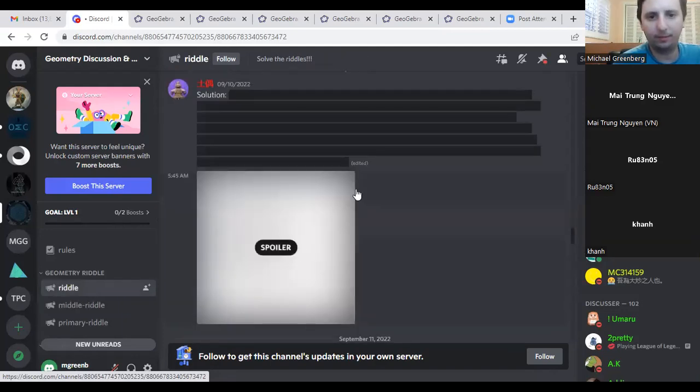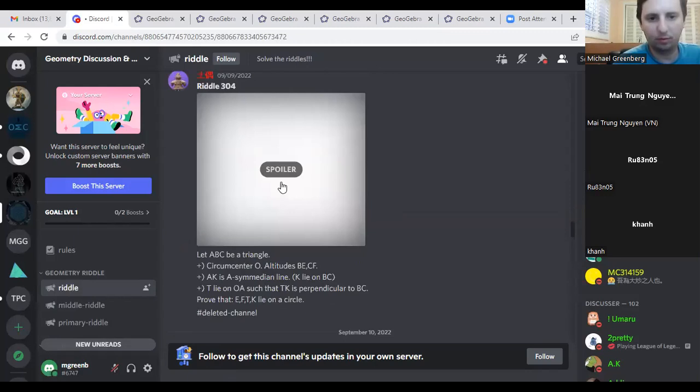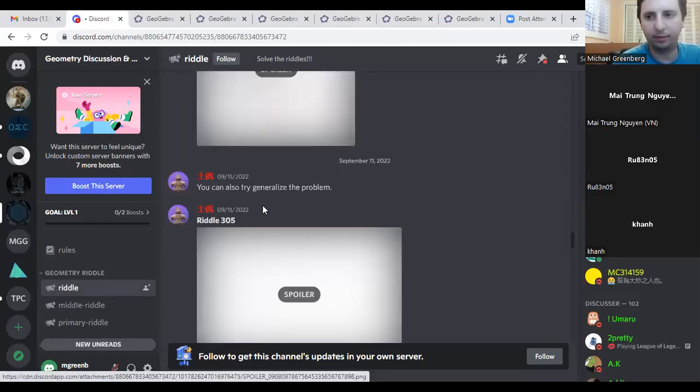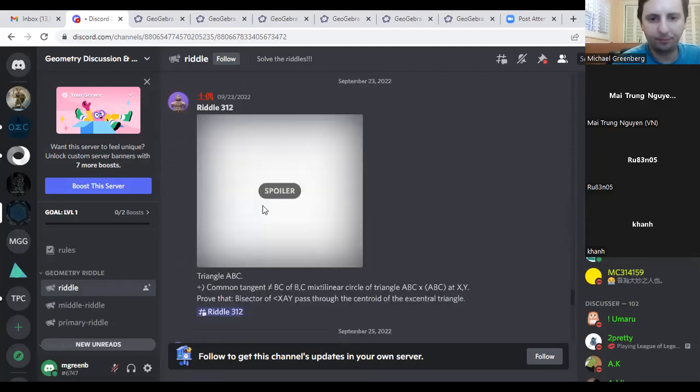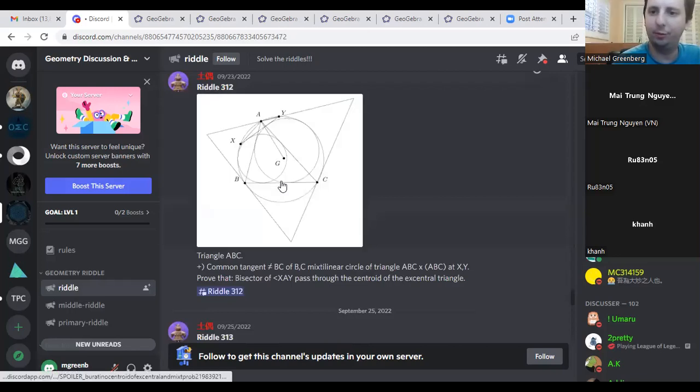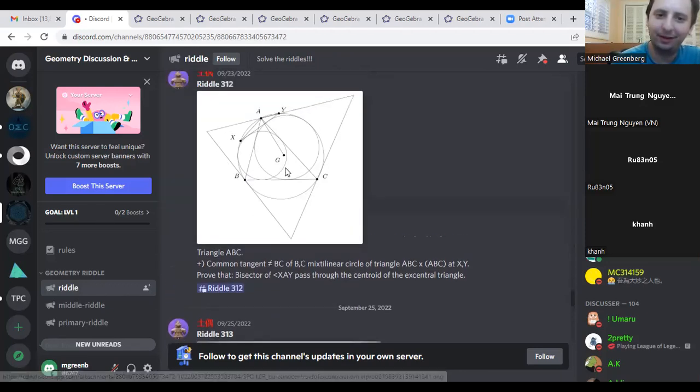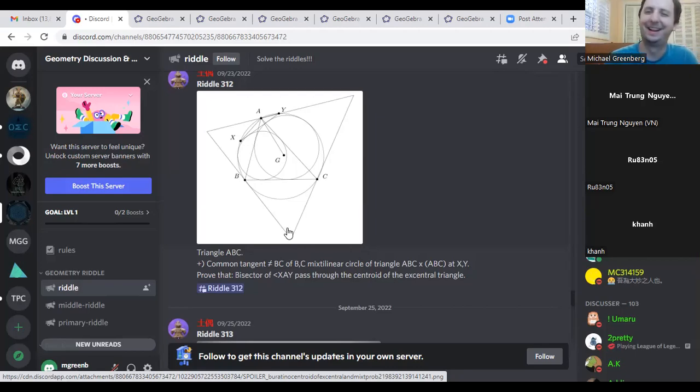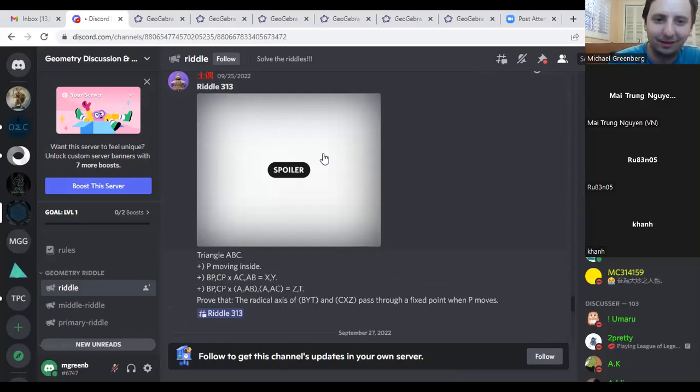Let's see what's here. Oh, I already did this one on a previous time. This one was kind of interesting, but it has two mixed linear incircles. So yeah, this one has two mixed linear incircles, so it looks like it could be challenging. I don't know if you guys want to try this one. Basically, just show the bisector of angle XAY passes through the centroid of the X central triangle. That sounds kind of hard. To me, it sounds kind of hard, but let's see this one.